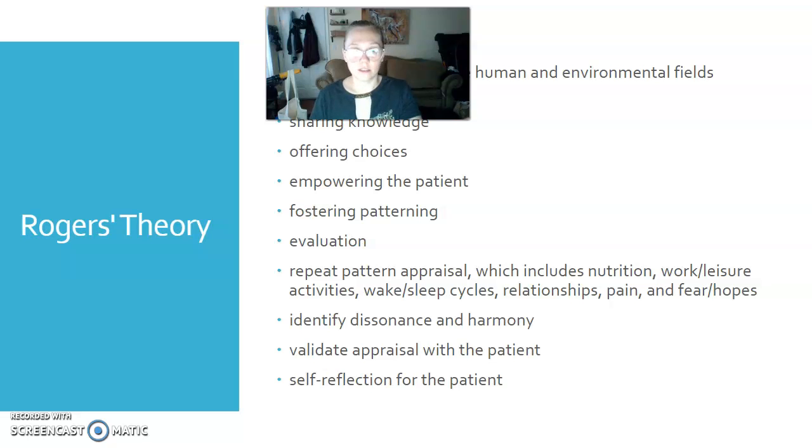All of these bullet points help to define the relationship and increase the healing process mentally, emotionally, and physically for the patient.